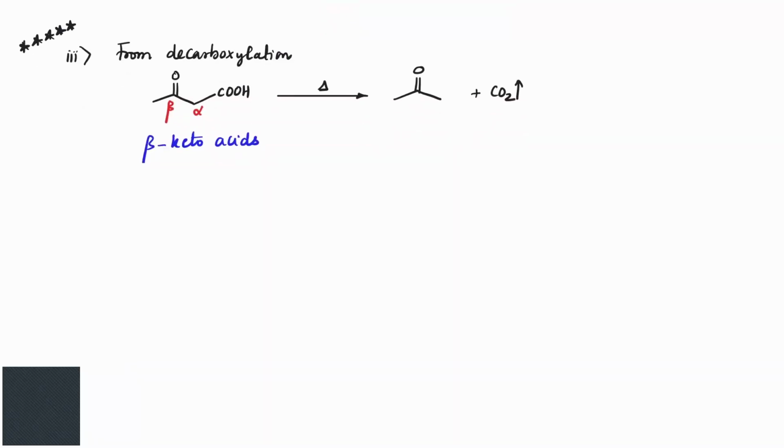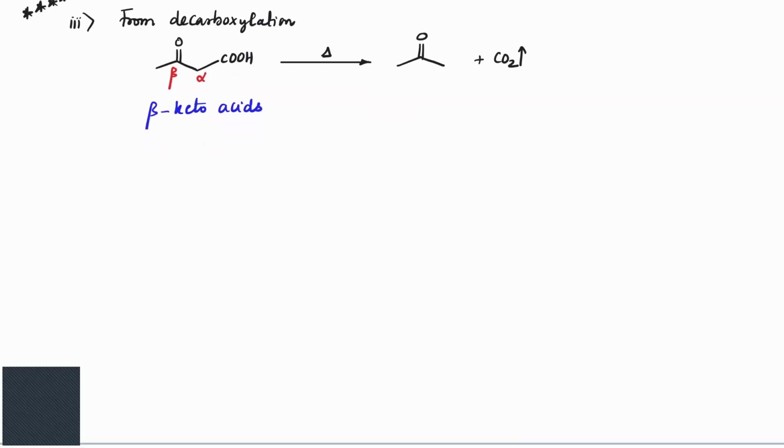The next reaction to get ketones is from decarboxylation. The decarboxylation can be done very easily just by heating at a slightly higher temperature, I mean more than room temperature. So if you take beta keto acids and heat them, you can get a ketone plus carbon dioxide.